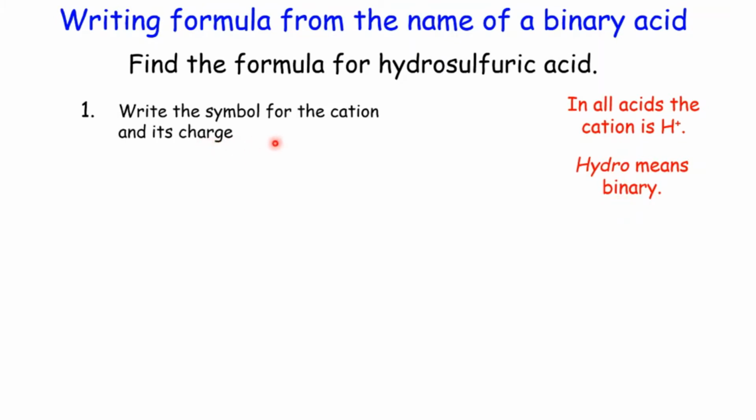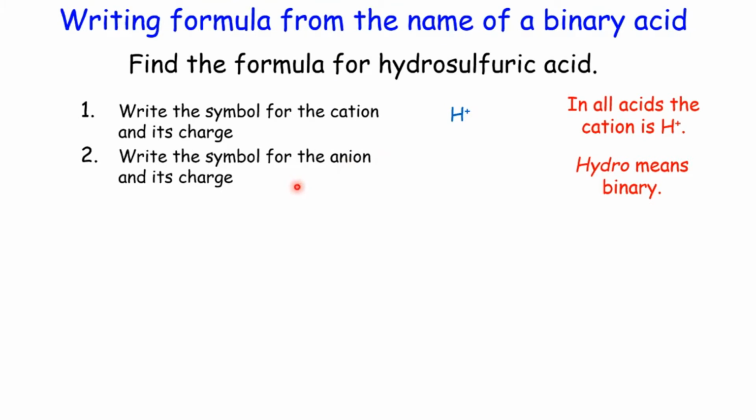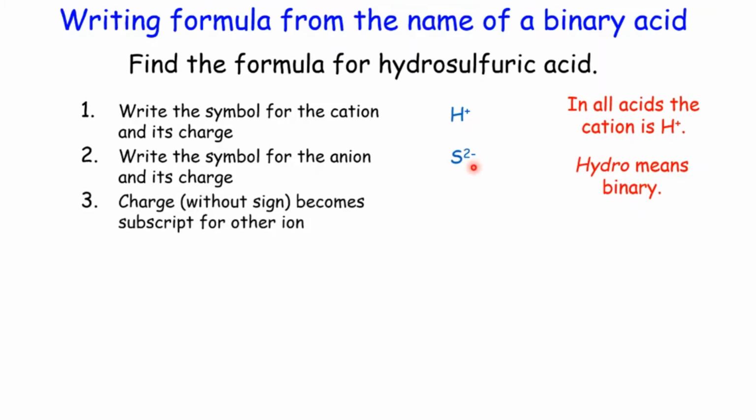Step number 1, write the symbol for the cation and its charge. Cation is hydrogen ion and the charge is +1. Write the symbol for the anion, sulfide. The charge is 2-. Charge without sign, plus or minus, becomes the subscript for the other ion.